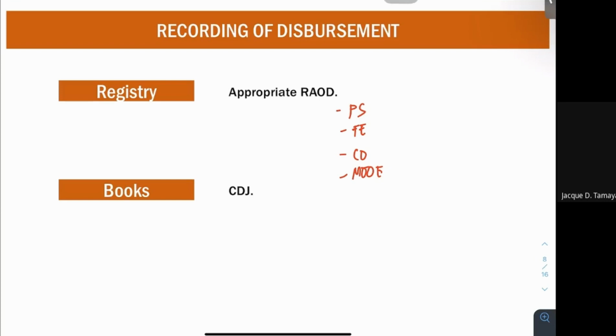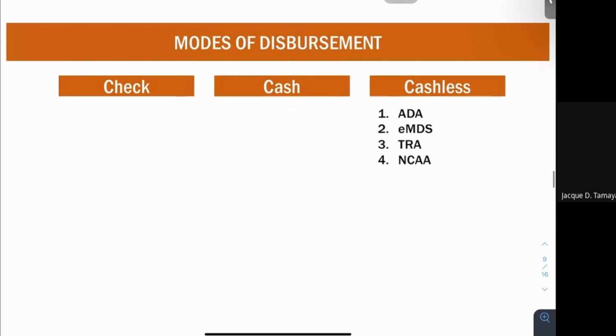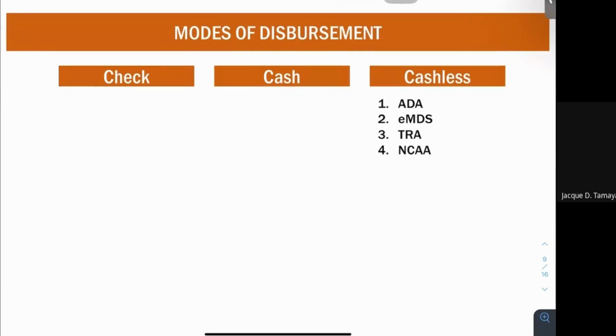And I hope you still know how to record items under your cash disbursement journal, as you have learned before in your basic accounting. So, modes of disbursement. A while back, we said there are three modes of disbursement. What are the three modes again? First, check disbursement. Next, cash disbursement. And lastly, cashless disbursement.